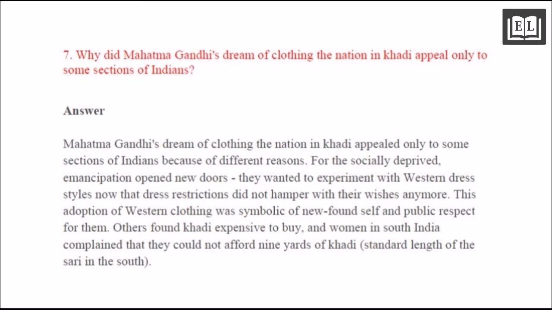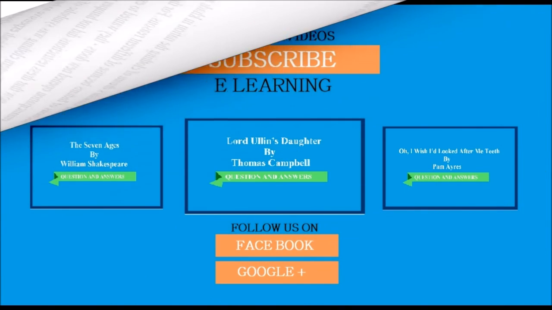Others found khadi expensive to buy, and women in South India complained that they could not afford nine yards of khadi, the standard length of the sari in the south.